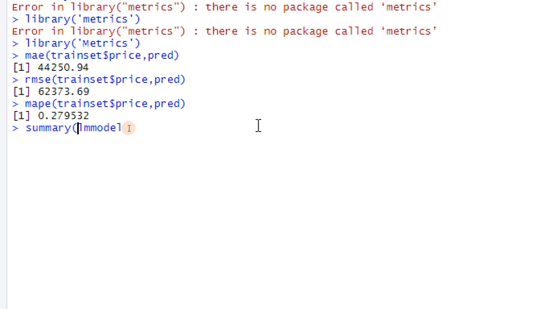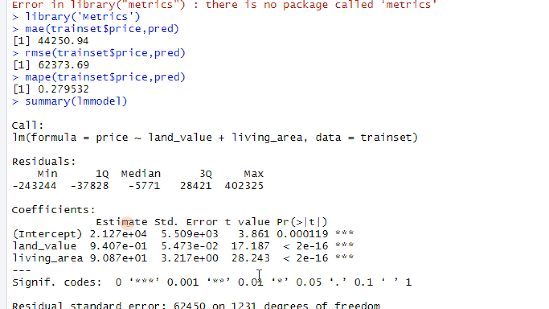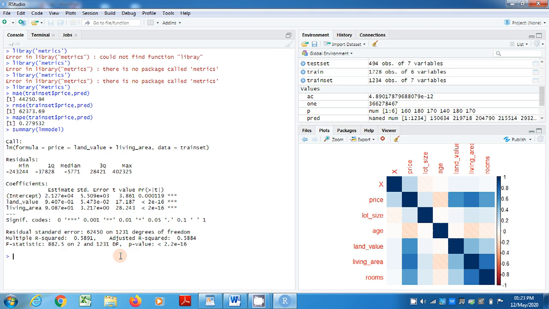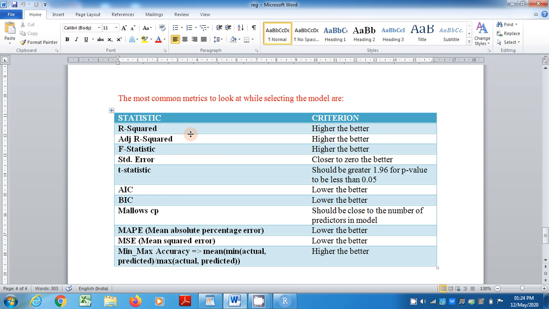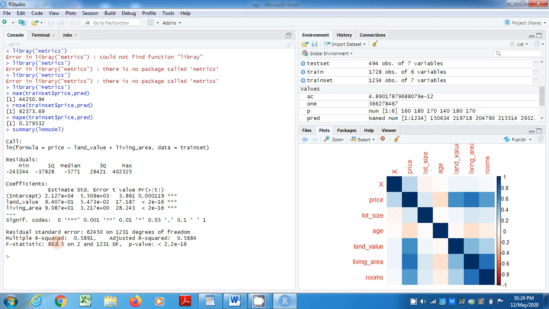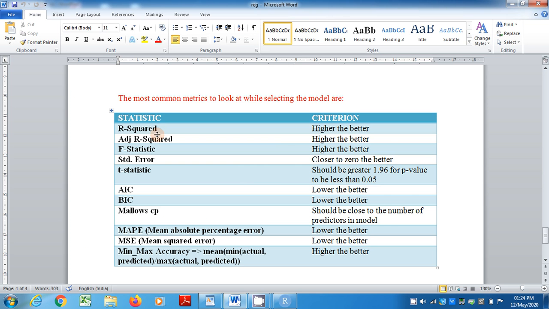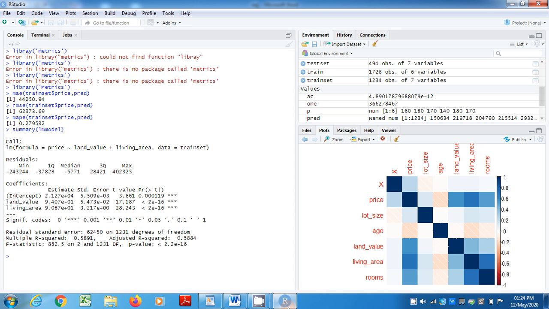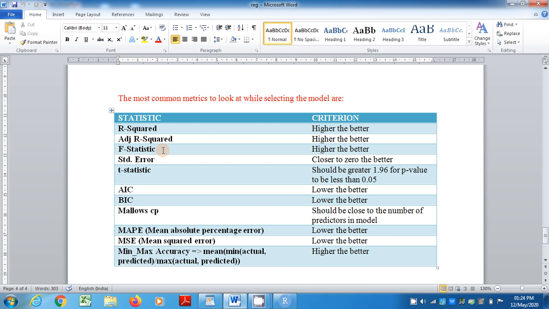I will show you the summary of the model also. While selecting this model, you need to consider these values also. See that R squared value, higher the better. Adjusted R squared, higher the better, 58%. And F statistic, higher the better.